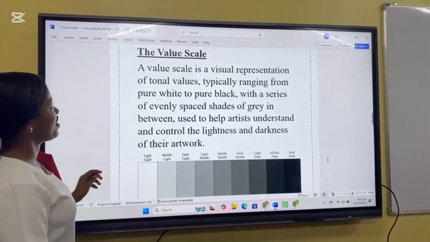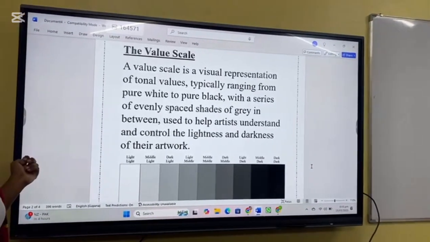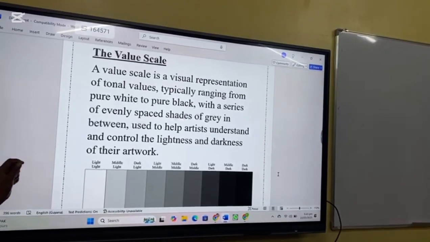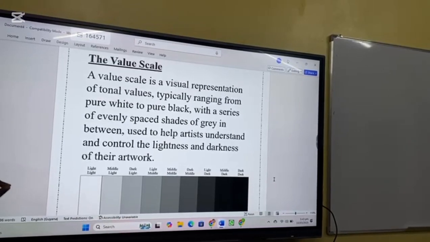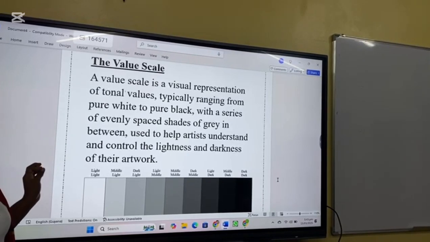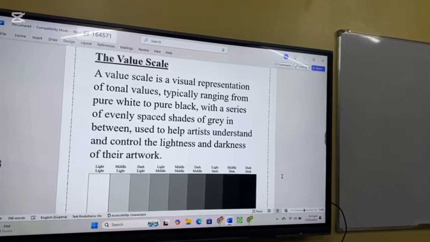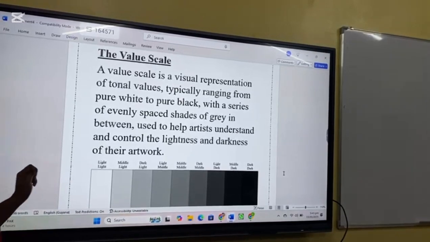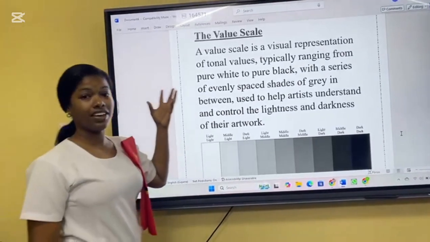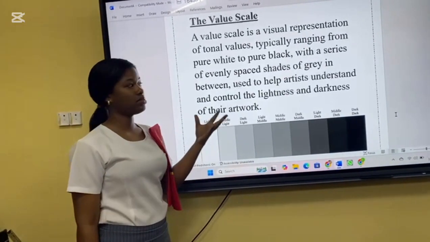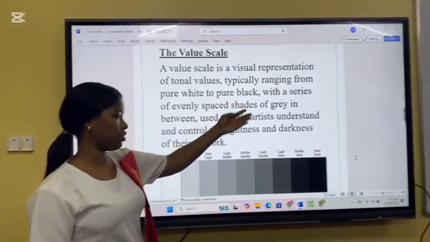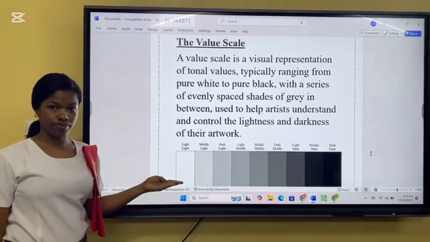Together, the value scale. The value scale is a visual representation of tonal values, typically ranging from pure white to pure black, with a series of evenly spaced shades of gray in between, used to help artists understand and control the lightness and darkness of their artwork. Alright, so the definition of what a value scale is speaks for itself, right? Because we're talking about pure white to pure black, right? On the value scale. Alright?